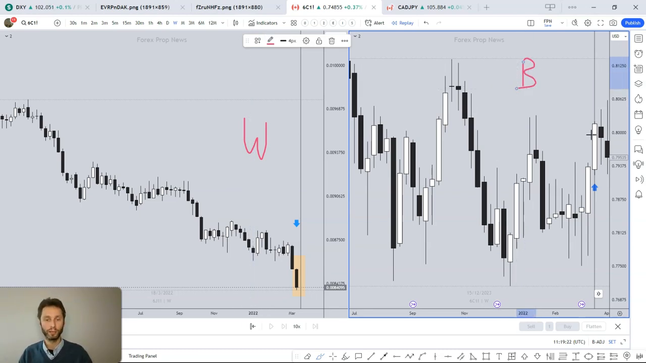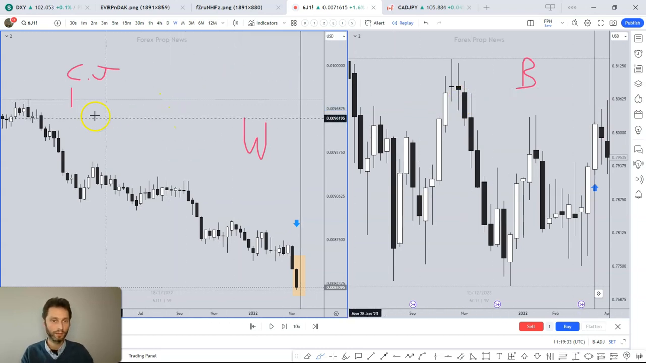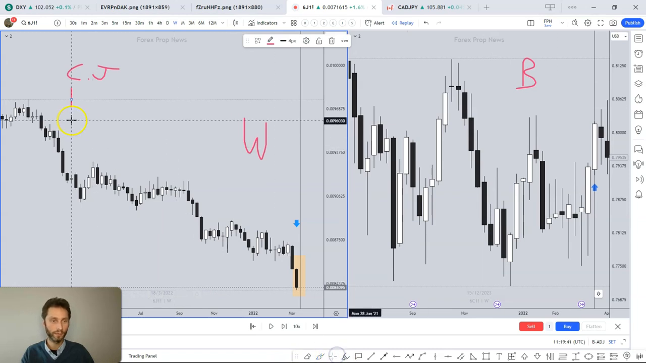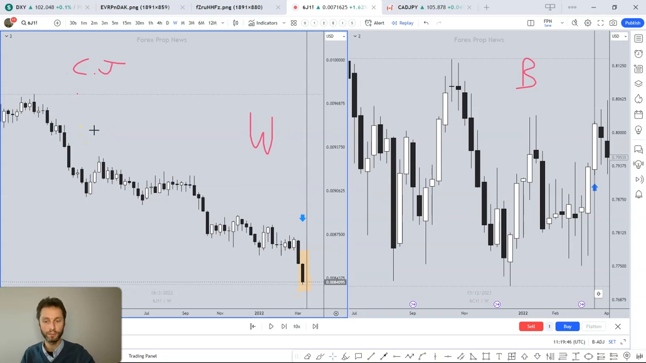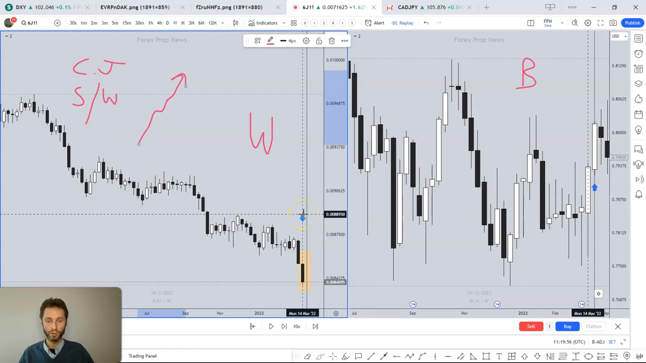So what do we expect? Well, if we're going to pair CAD and yen, and we have a weak yen and a strong CAD, therefore we would expect the market to trend upwards. So let's have a look at what happens on this week beginning 21st of March 2022.